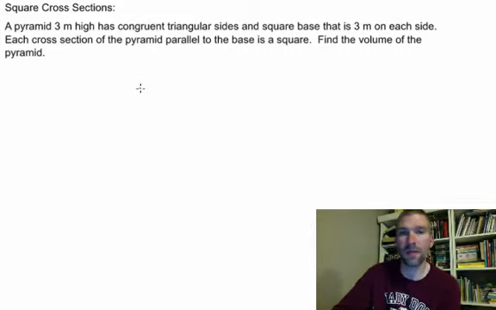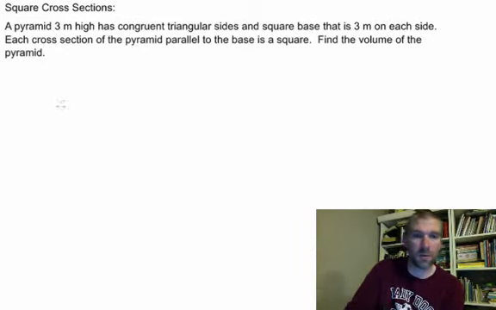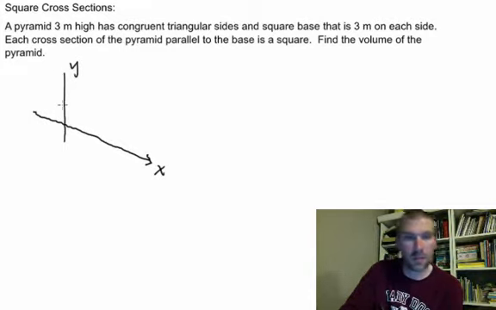A pyramid 3 meters high has congruent triangular sides and a square base that is 3 meters on each side. Each cross-section of the pyramid parallel to the base is a square. Find the volume of the pyramid. Now, this is going to be a little difficult to draw, and I'll try and draw it as best I can, but I am not a super great graphic 3D artist. So this would be the x-axis kind of coming at us. Here's the y-axis going straight up.